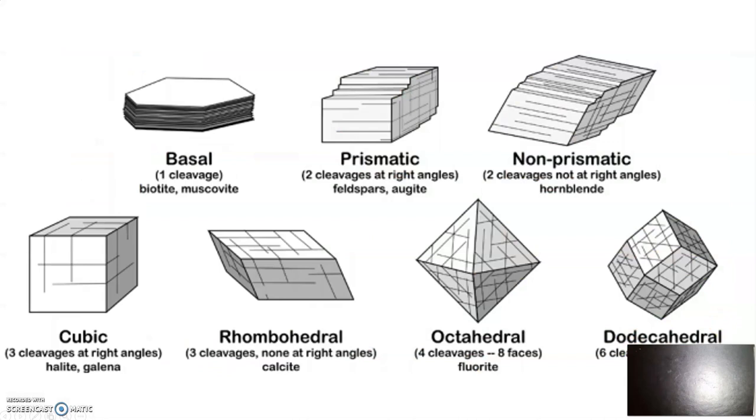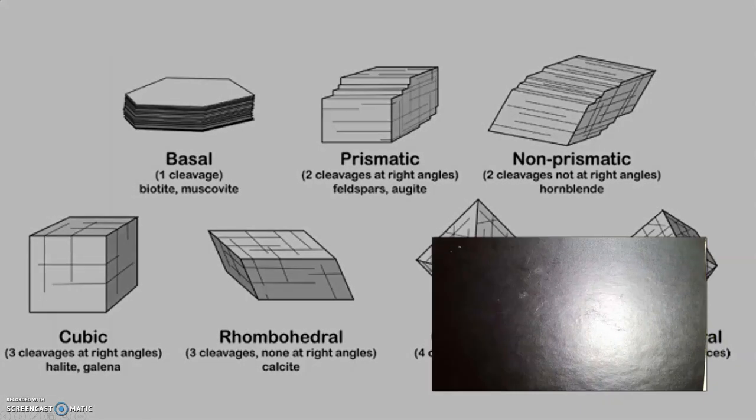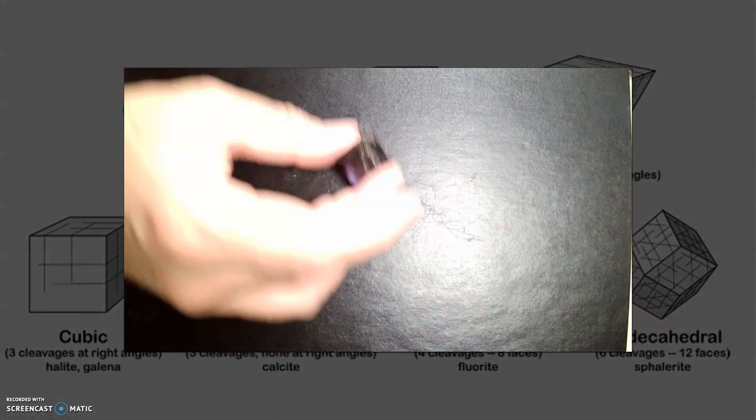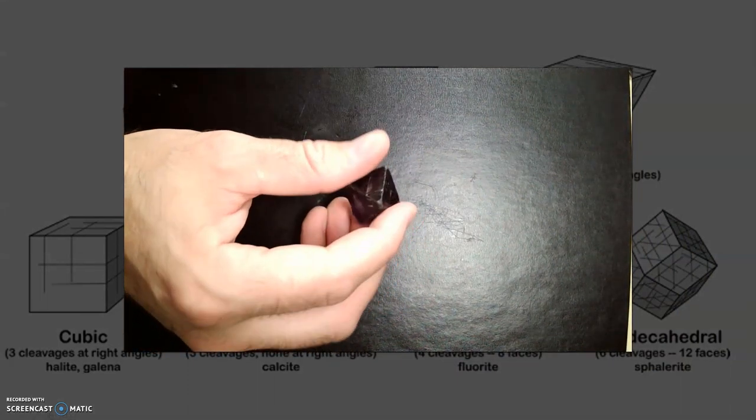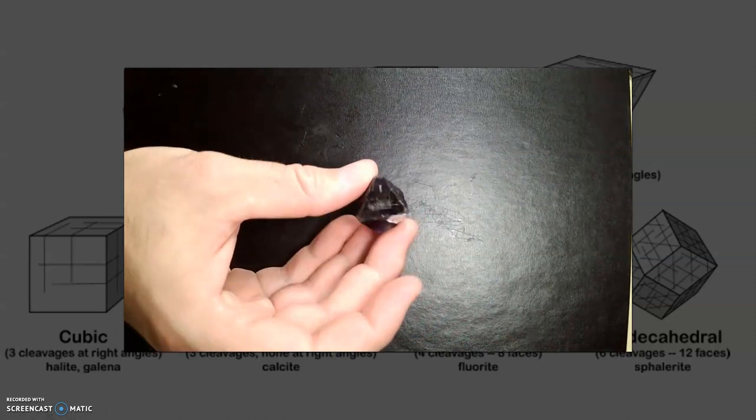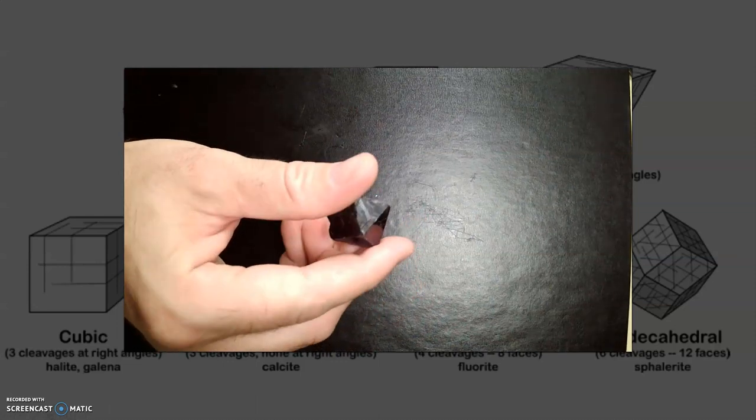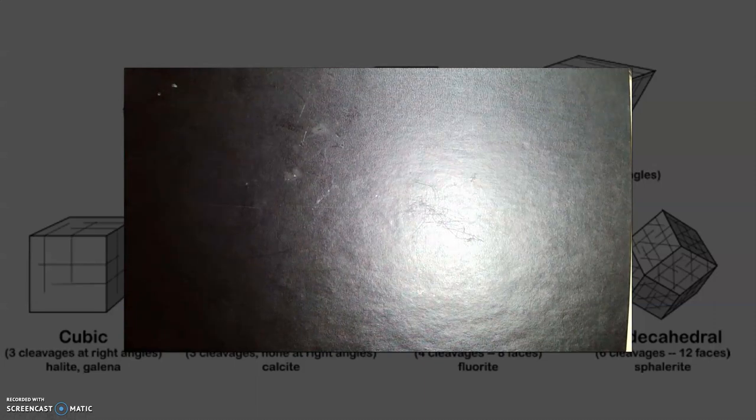And here are some more examples of cleavage. One of my favorites is this octahedral, four sides of cleavage. Something like this. It's kind of cool. If you were to smack this with a hammer, it would make smaller portions or smaller examples of that. Very interesting mineral. All right.